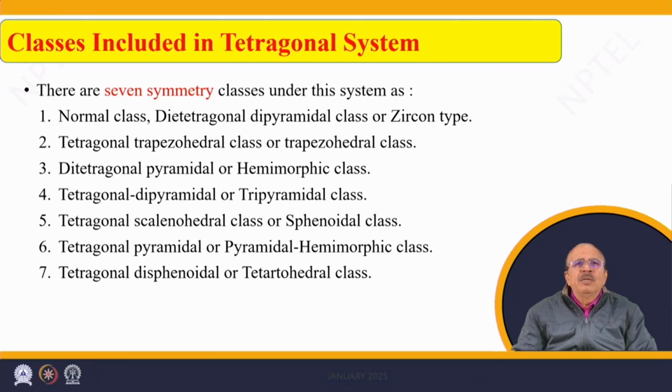In this system the different classes are normal class, ditetragonal dipyramidal class or zircon type, tetragonal trapezohedral class or trapezohedral class, ditetragonal pyramidal or hemimorphic class, tetragonal dipyramidal or tripyramidal class, tetragonal scalenohedral class or sphenoidal class, tetragonal pyramidal or pyramidal hemimorphic class, and tetragonal dysphenoidal or tetartohedral class. So these are the classes included in the tetragonal system.